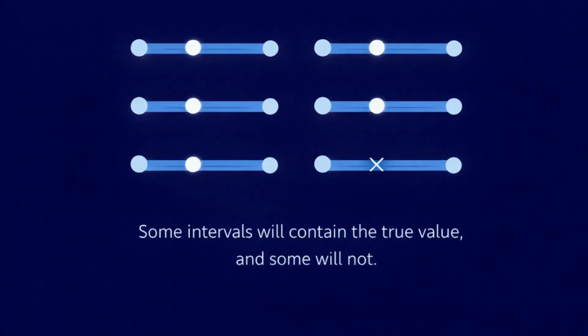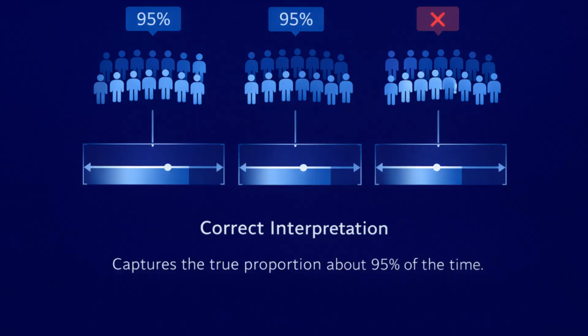The confidence level does not describe the probability that the true proportion is inside one specific interval. The population proportion is fixed. It does not change. What changes from sample to sample is the interval. Some intervals will contain the true value, and some will not. That behavior is built into the method. A common incorrect statement is that there is a 95% chance the true proportion is in this interval. The correct interpretation is that the method used to create the interval captures the true proportion about 95% of the time, when it is repeated across many samples.